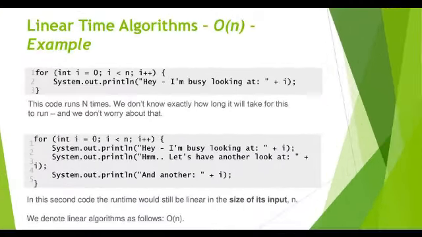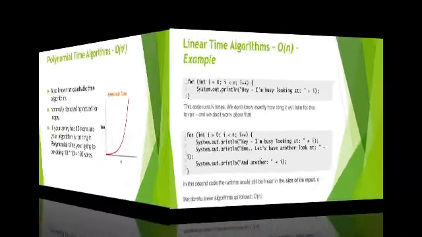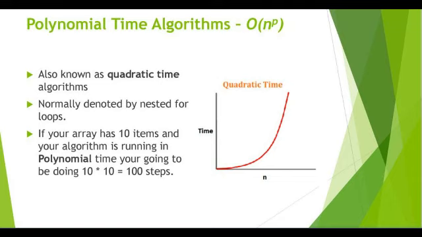Linear time algorithms, O(n) example. This code runs n times. We don't know exactly how long it will take for this to run, and we don't worry about that. In this second code, the runtime would still be linear in the size of its input, n. We denote linear algorithms as follows: O(n).